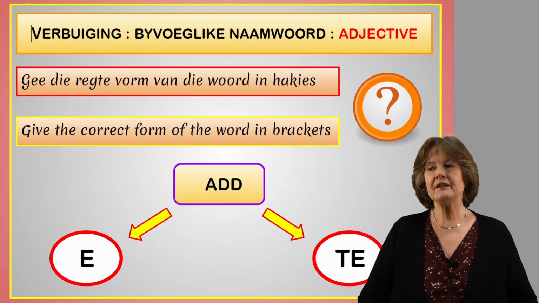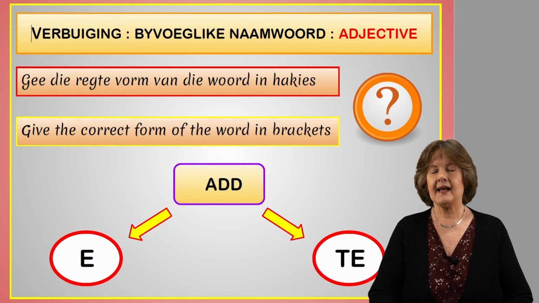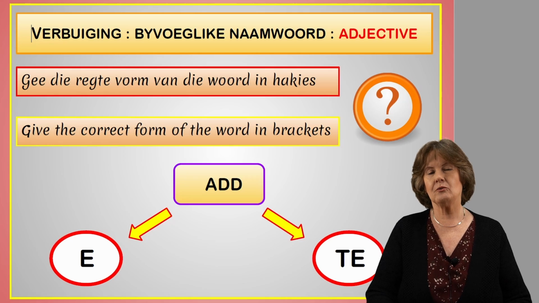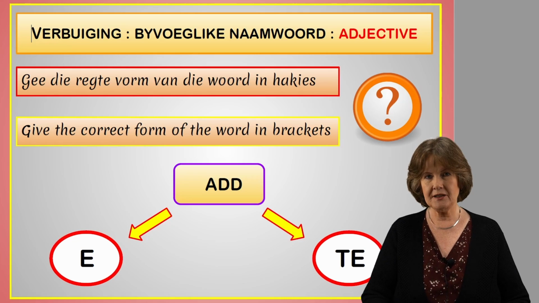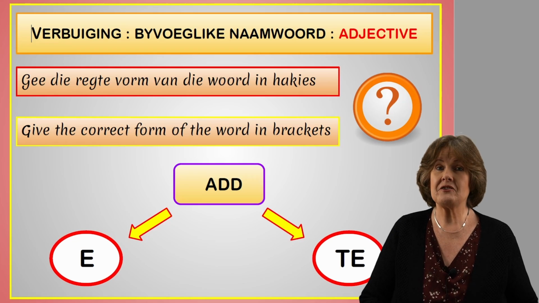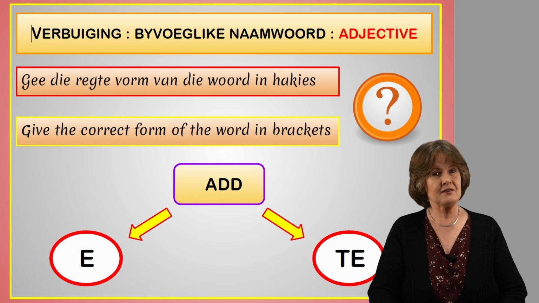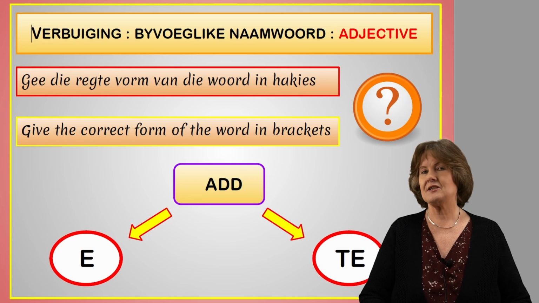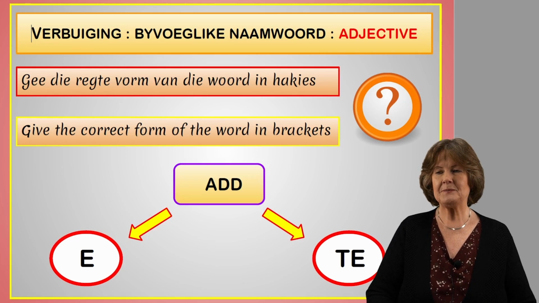Okay, now verbuiging in Afrikaans is actually when we give you a word in brackets and we ask you to give the correct form of that word. It can be very tricky, but just follow my instructions and you will see it's really very simple.